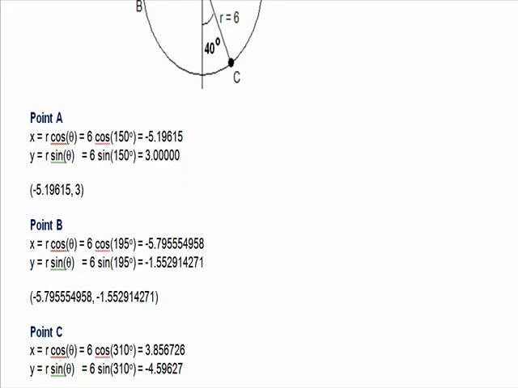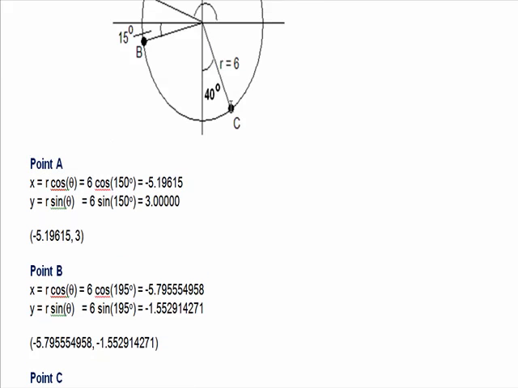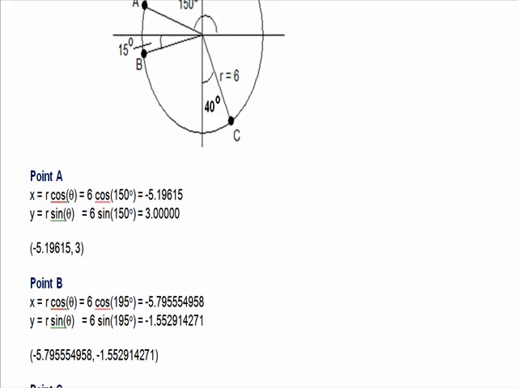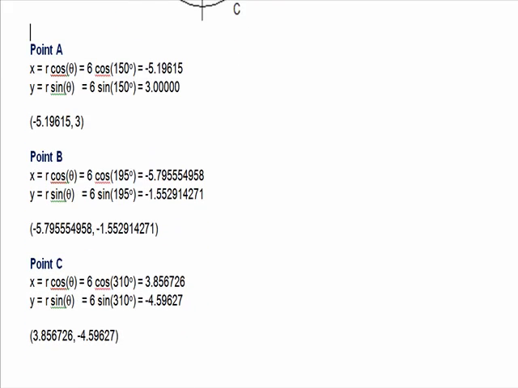Point C, now I have to be a little careful because I can't see both at the same time. Point C here is 40 degrees beyond the vertical. So let's see, the vertical would be 270, and another 40 would be 310. And so if I go down here, I'd be looking to get point C. I'd go 6 cosine 310 and 6 sine 310. And I'd end up getting about 3.9 for the x and negative 4.6 for the y.